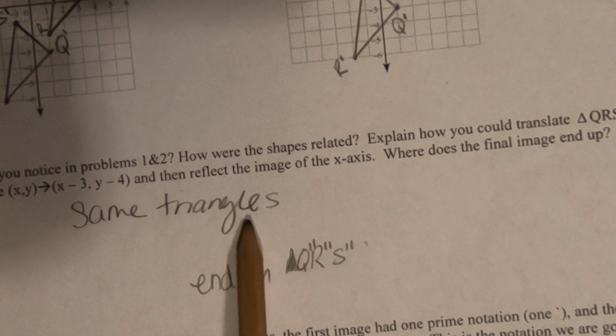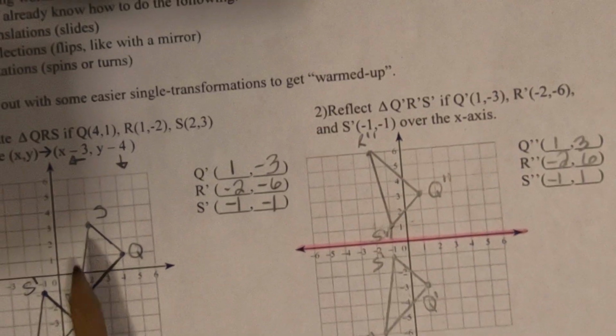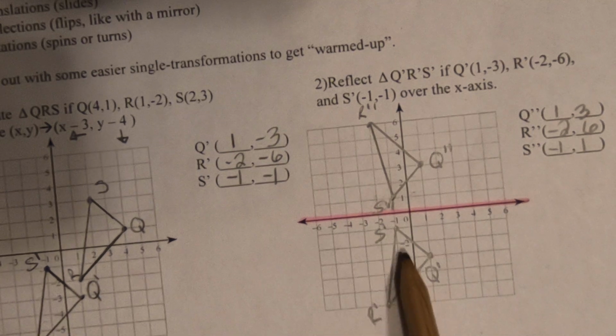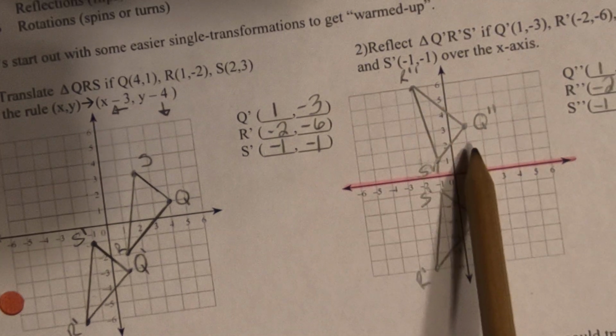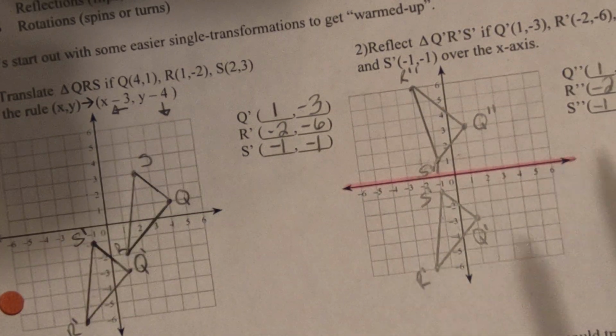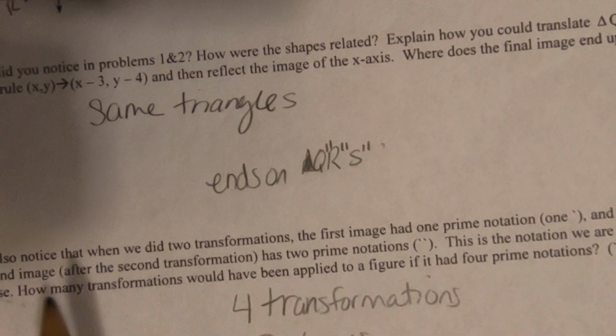Well, you should have noticed that they are the same triangles, and you start with the first one, go to the second one. This one and this one are actually the same, and then this one goes to that. So our goal today is to get this triangle here put over here. Okay, so they will all be on one graph. Okay, multiple transformations, we're going to have more on one.